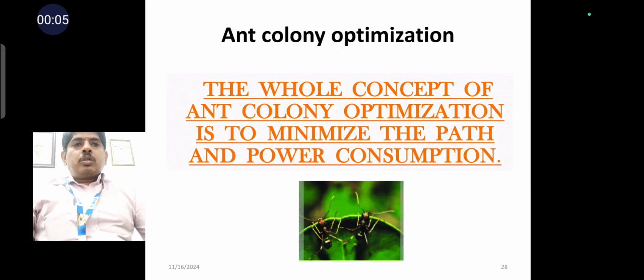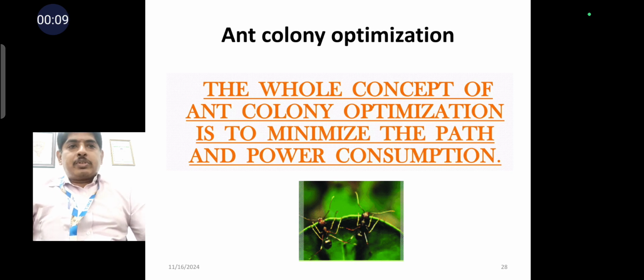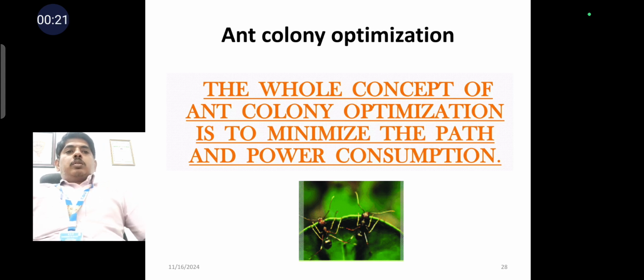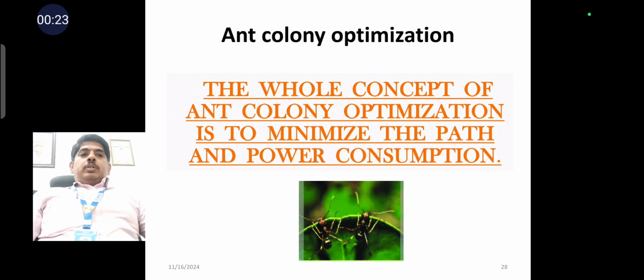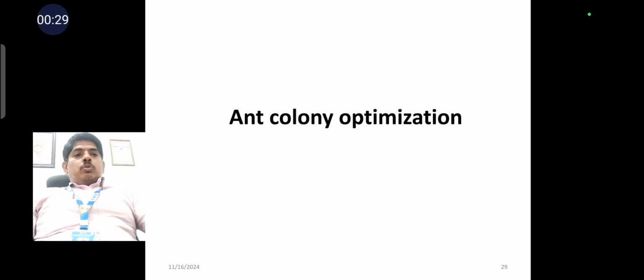Hi everyone. So today we are going to discuss the next one of the optimization techniques, called ant colony optimization. The whole concept of ant colony optimization is to minimize the path and the power consumption. Mainly the traveling salesman problem is one of the best examples for ant colony optimization techniques. So what is ant colony optimization?